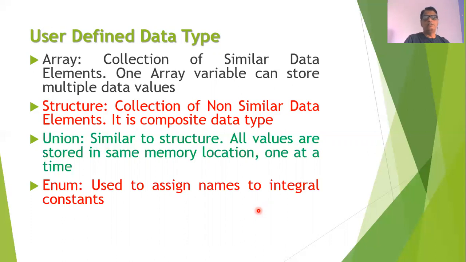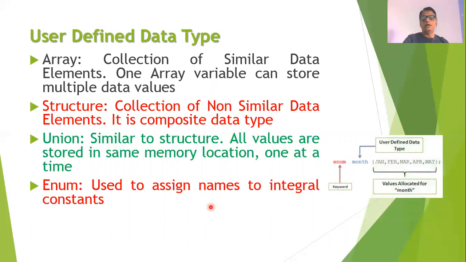Now this data type is used to assign names to integral constants. Say, for example, suppose in a program, you require a data type called month. Now in C, there is no such data type available, and the values of this month can be, say, January, February, March, April, or May. In such a case, if you need your own data type called month, then that can be declared as an enum or enumeration. Enum is a keyword, and by using this keyword, we can define our own data type, and these can be the values for this data type.